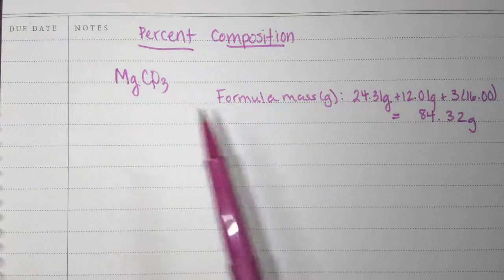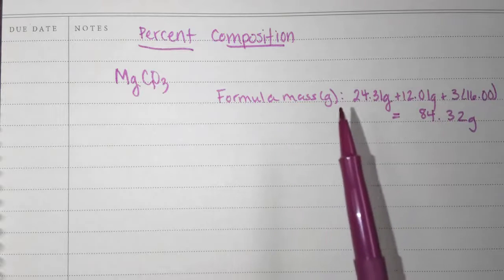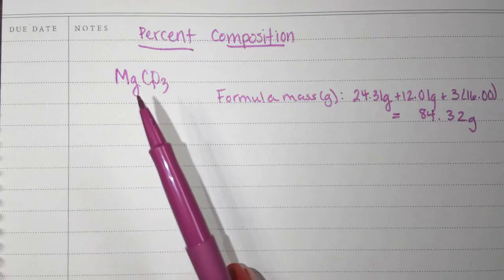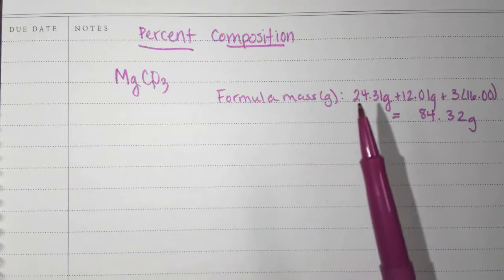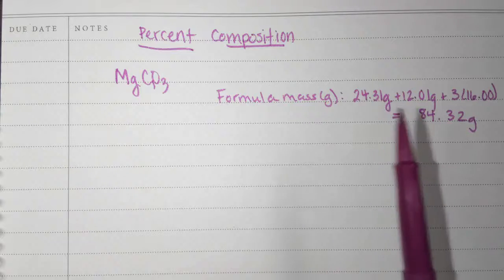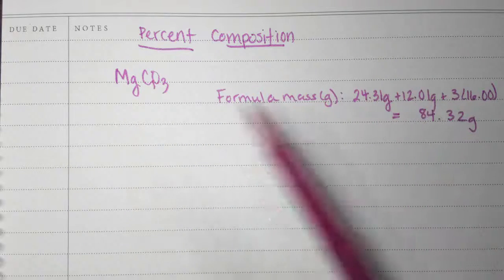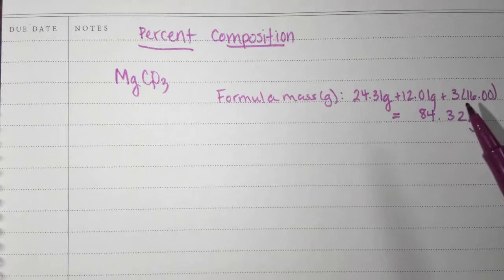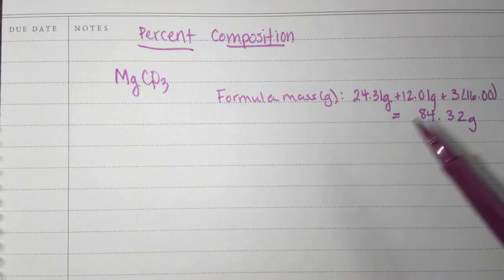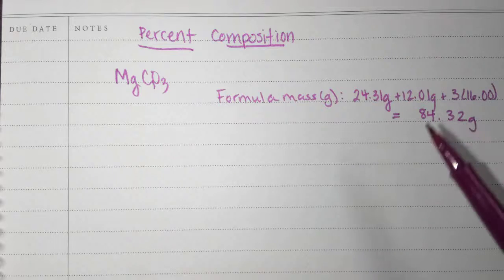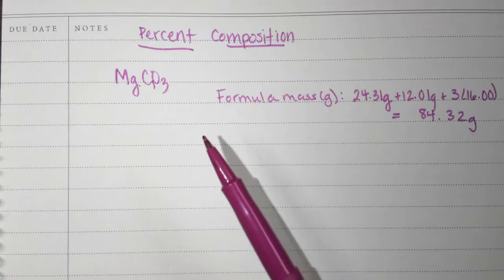So first thing we do is find the formula mass. Remember, this is measured in grams, and it's just pulling the atomic masses off the periodic table. So I have one magnesium atom, so I have 24.31 times 1 carbon atom, so 12.01, and then 3 oxygen atoms, 3 times the mass, 16. And when I add it up, I get 84.32 grams. This is 100% of magnesium carbonate.